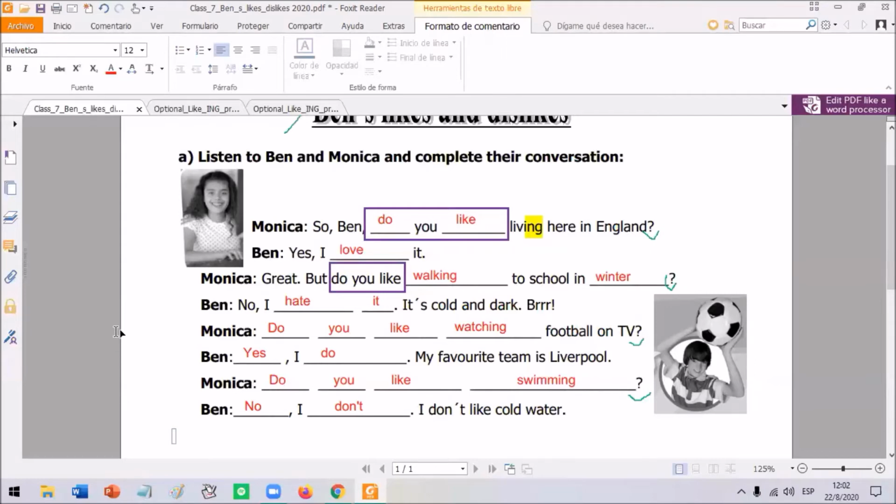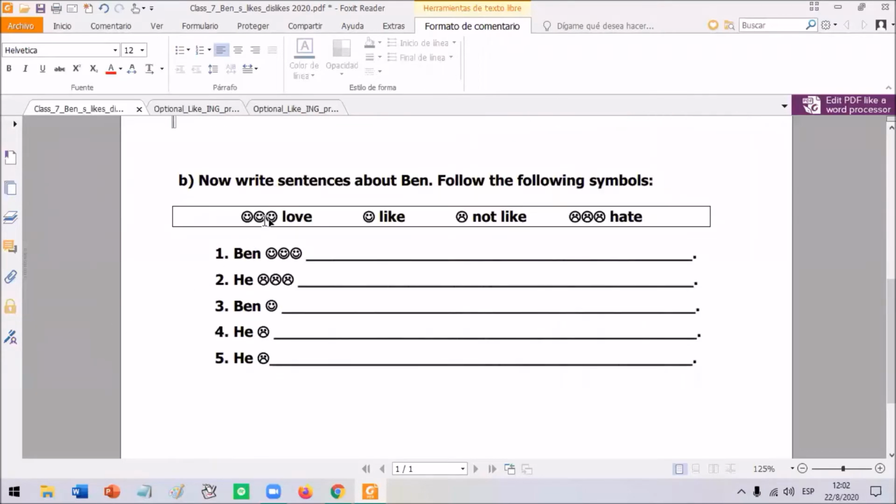All right, so now let's continue with the next activity here. Write sentences about Ben. Follow the following symbols. Okay, vamos a escribir sobre Ben acá. Los dibujitos que tenemos acá, luego de su nombre o el pronoun he, indican qué tipo de verbo vamos a usar. Love, like, like en su forma negativa, or hate, ¿ok? Entonces, si por ejemplo, acá tengo tres caritas felices, yo sé que voy a usar la acción love, ¿verdad? Pero, atención, no estoy hablando sobre mí, no digo I love swimming. No, hablo sobre Ben. Entonces, a esta acción love le voy a tener que hacer un mini cambio.